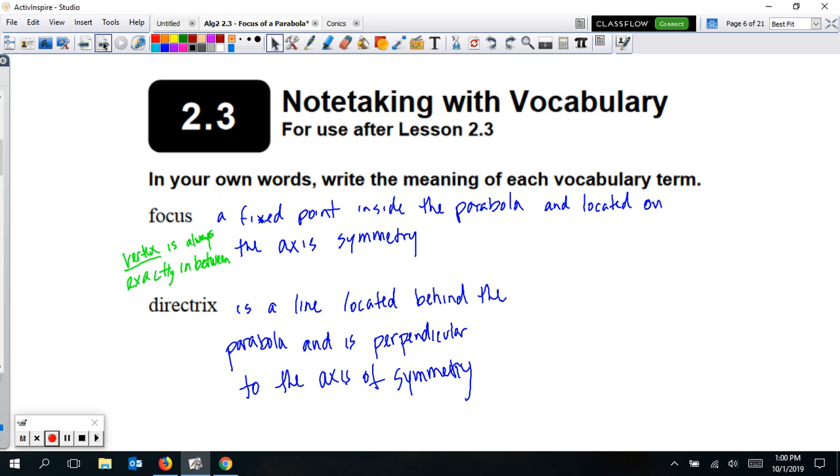And I put there in green that the vertex is always exactly in between those two. So the vertex is always exactly in between the focus point and the directrix. It's an equal distance from them. So if, like, we think of if the vertex was on (0, 0) and our focus was just maybe 1 point up on the y-axis, then the directrix would be 1 unit down on the y-axis. It would be right just 1 unit away from that vertex. If the focus is 1 up, the directrix would be 1 down. So the vertex is always in the middle between these two.